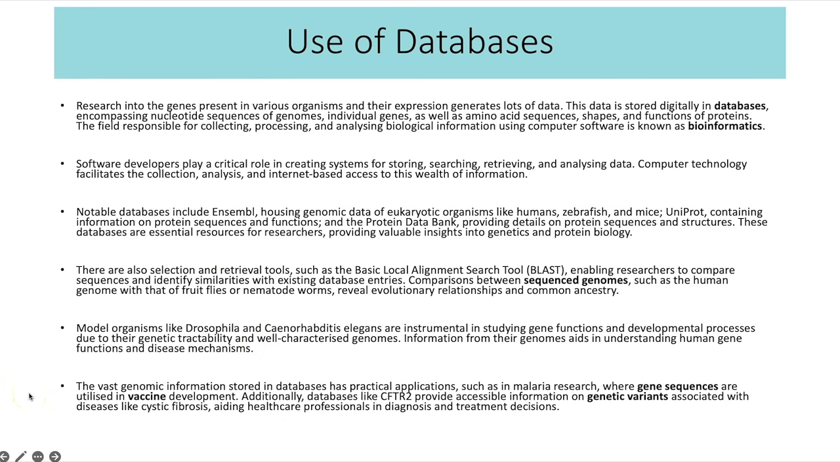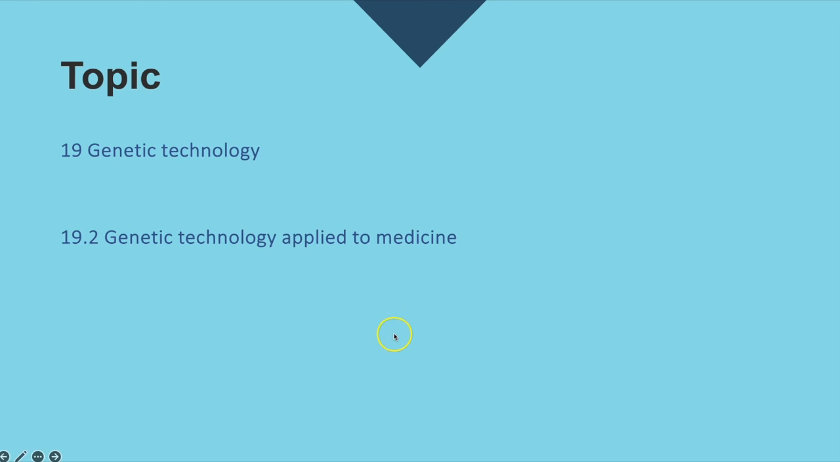So this vast genomic information stored in databases has so many practical applications. So it's been used in malaria research, for example, where gene sequences have been utilised in vaccine development as well. Additionally, databases like CFTR2 provide accessible information on genetic variants associated with diseases like cystic fibrosis, and this helps healthcare professionals in diagnosis and treatment decisions.